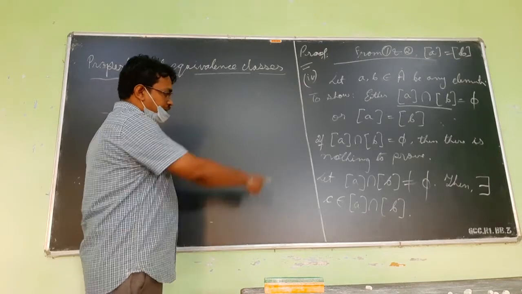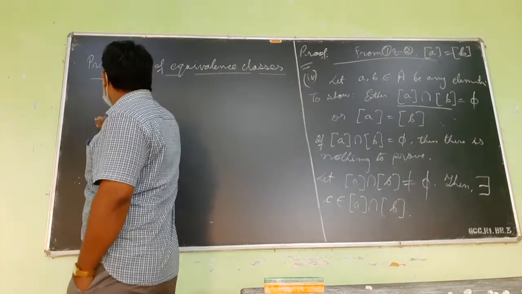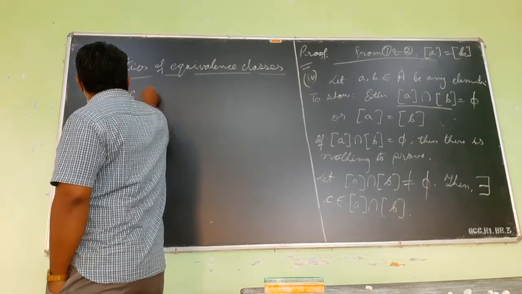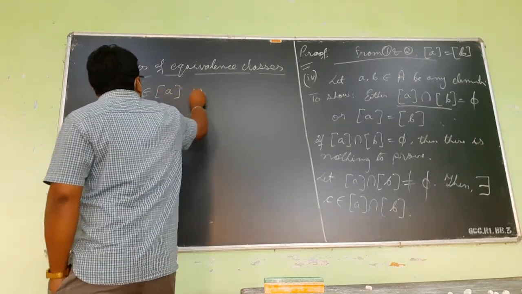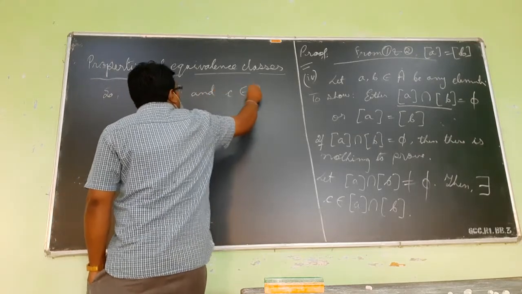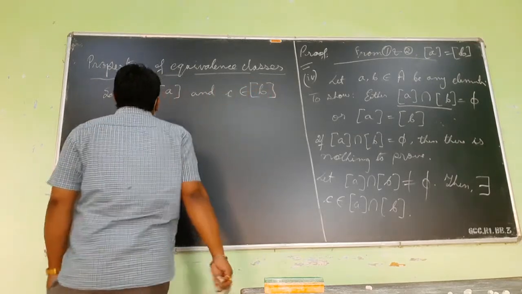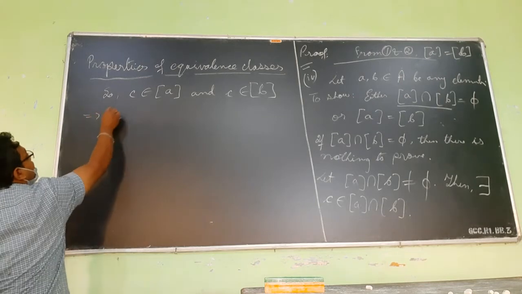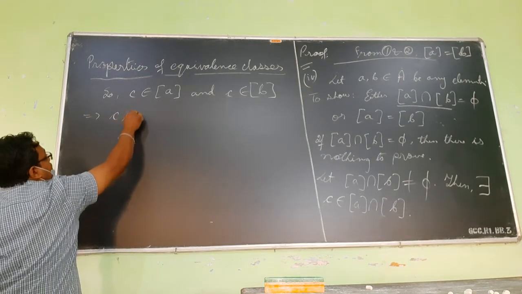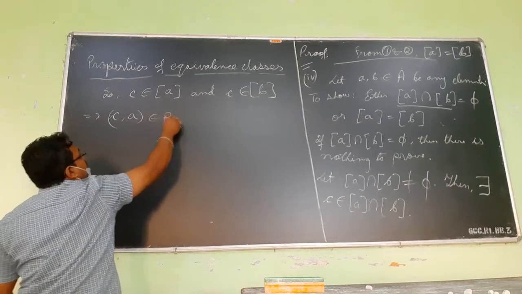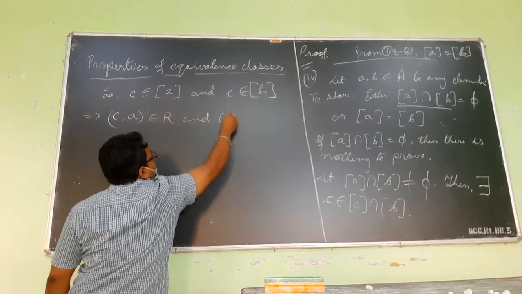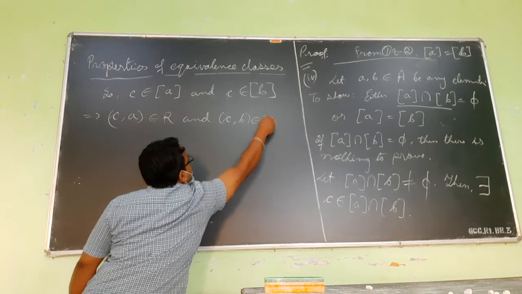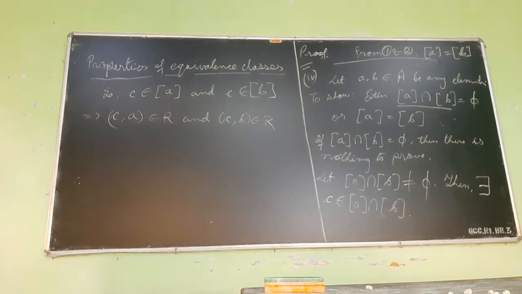So there exists C in class A intersection class B. So C belongs to class A and C also belongs to class B. C will be in class A, and also in class B, because it belongs to the intersection. So from there you can write, C belongs to class A means what? (C, A) belongs to R, and C belongs to class B means (C, B) belongs to R.